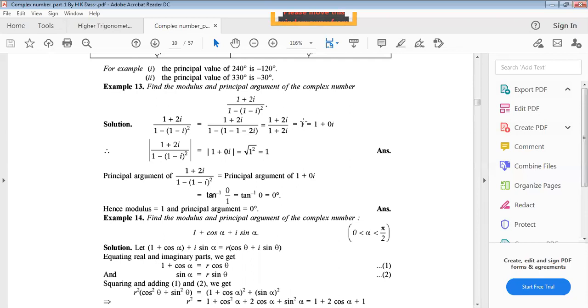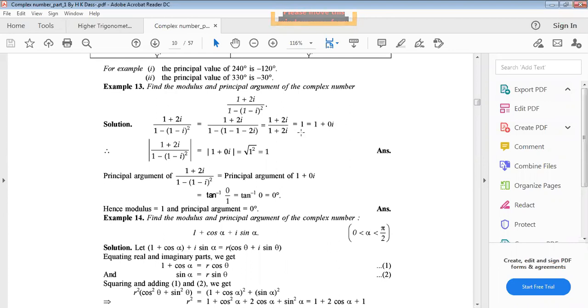That means 1. This 1 is a real number, but every real number can be represented as a complex number, but every complex number cannot be represented as a real number. That means every real number can be represented as a complex number. Remember it. So 1 can be represented by a complex number like this: 1 plus 0 into i. This is the complex form of 1.